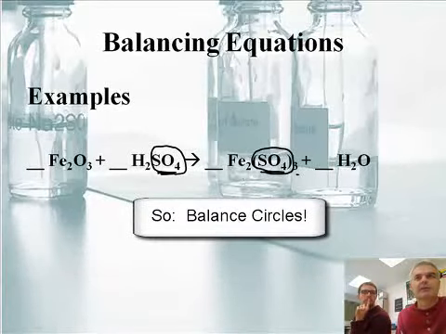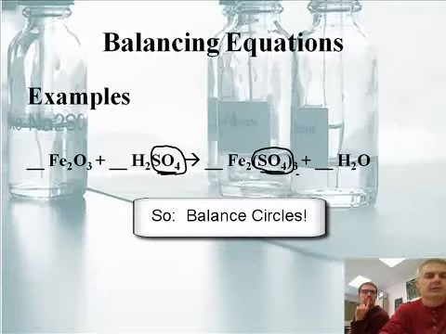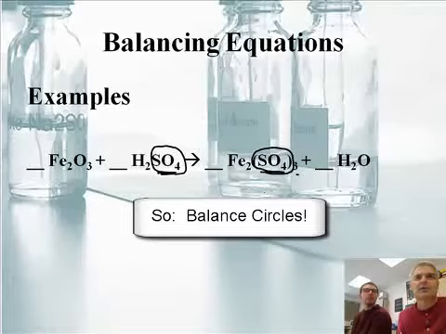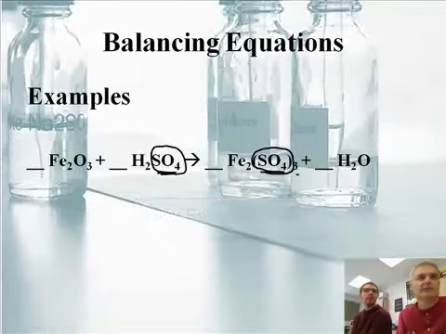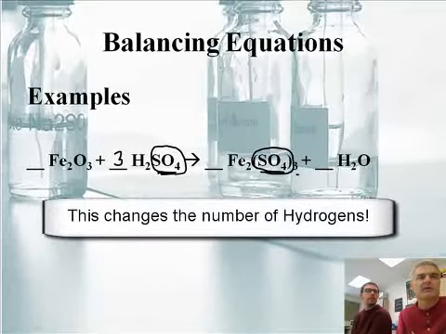So what should we do first? Put a 3 in front of the H2SO4. Why? Because we have 3 circles on the right, we need 3 circles on the left. So if I put a 3 here, that's like having 3 circles. That fixes this one, and that makes this have to be a 1, right?